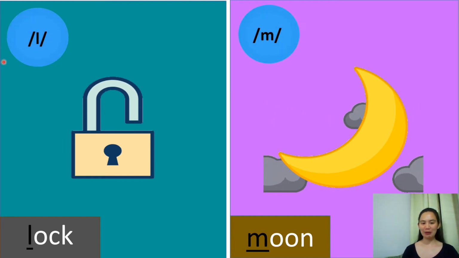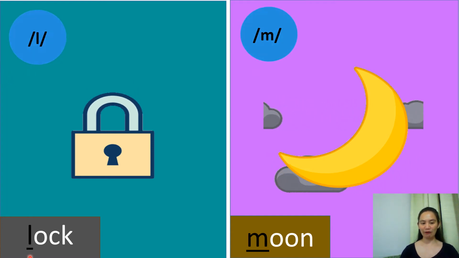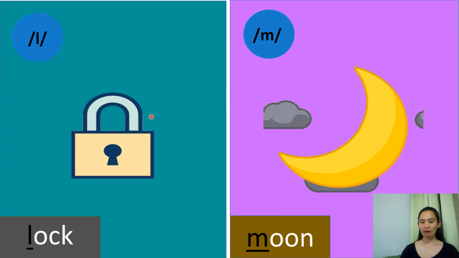Now let's read again the words. For the sound of L, we have the word lock. For the sound of M, we have the word moon.